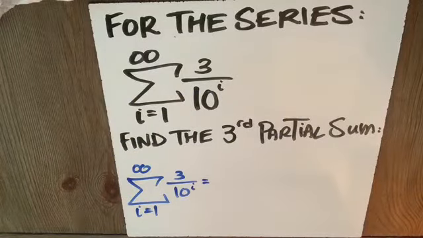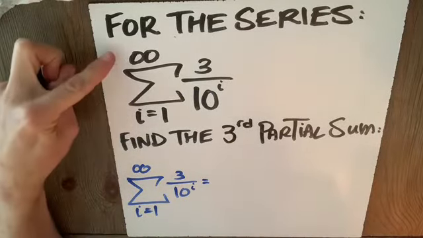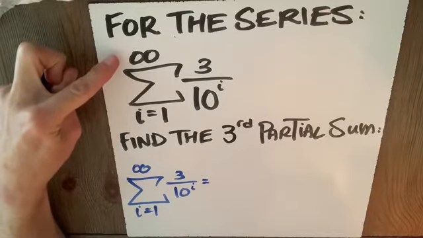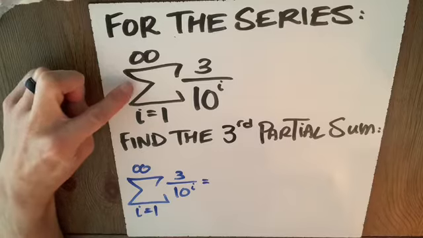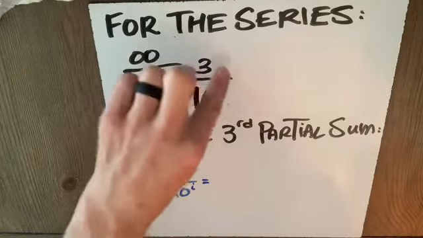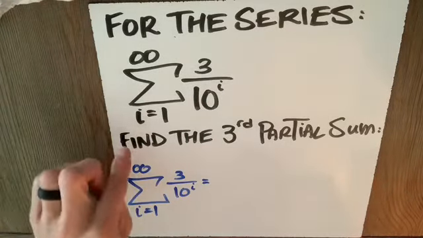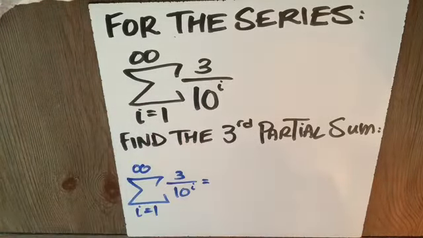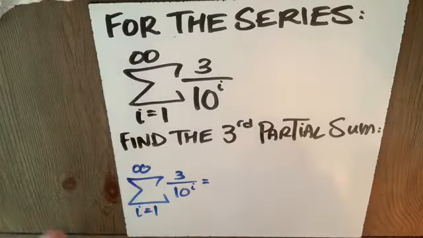Here's an example. For the series, lower limit 1 to upper limit infinity, I know it's an infinite series. Why do I know it's a series? Because this summation notation says I'm going to add the terms. Here's my general term. This is a sub i, or a sub n if we were using n's: 3 over 10 to the i power. Notice, index is i, so I'm good. I can plug in for i, in other words.